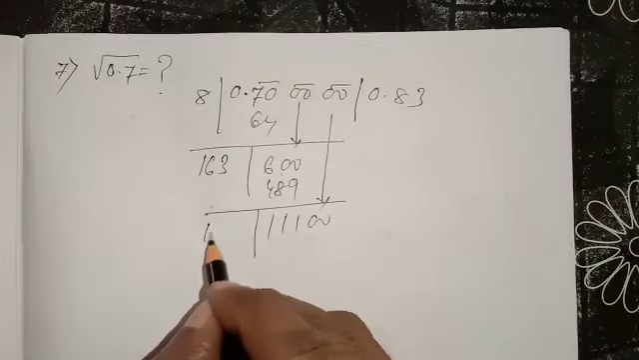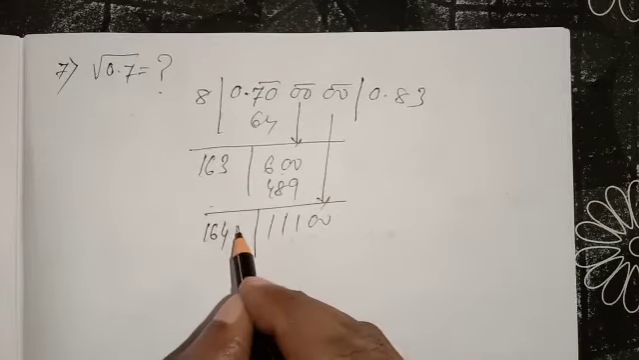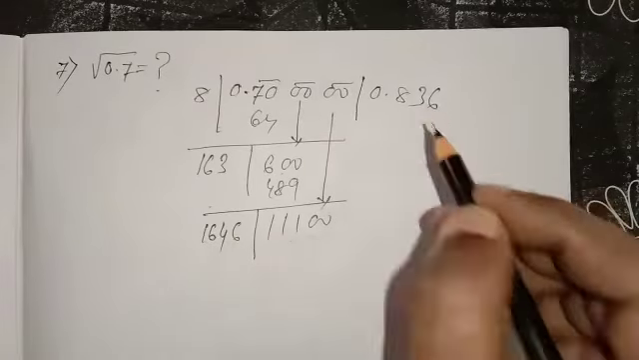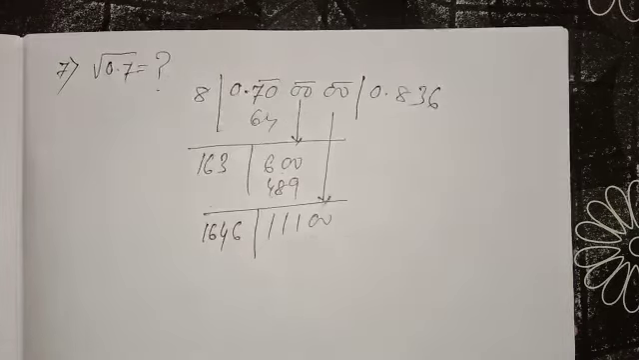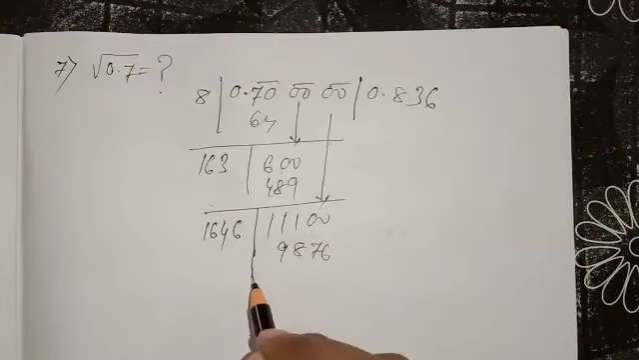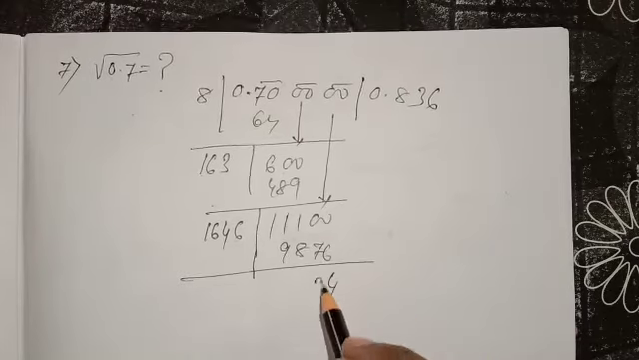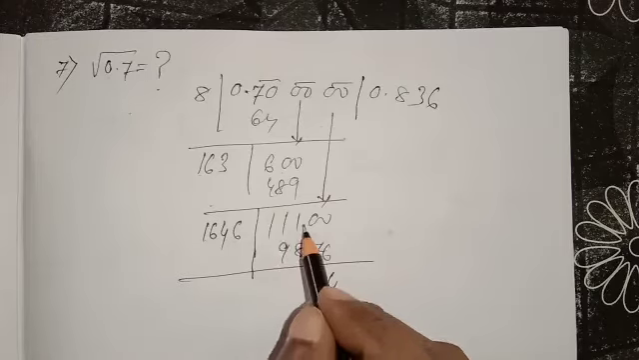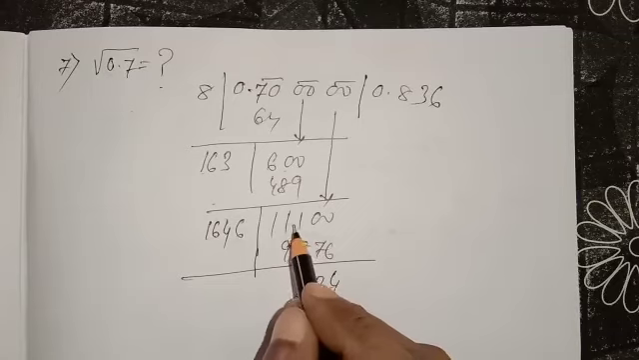163 plus 3, that is coming 164. With 164, I have to put 6 here. Just to see, 1646 into 6. How much is coming? Just to check, it is coming 9876. After subtracting, 10 minus 6 is 4, 9 minus 7 is 2, 0 left here, 10 minus 8 is 2, and here 0 left, 10 minus 9 is 1.